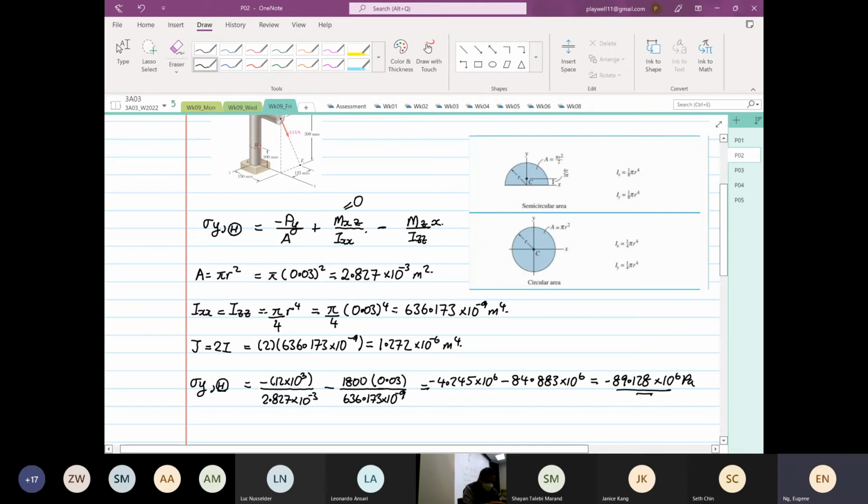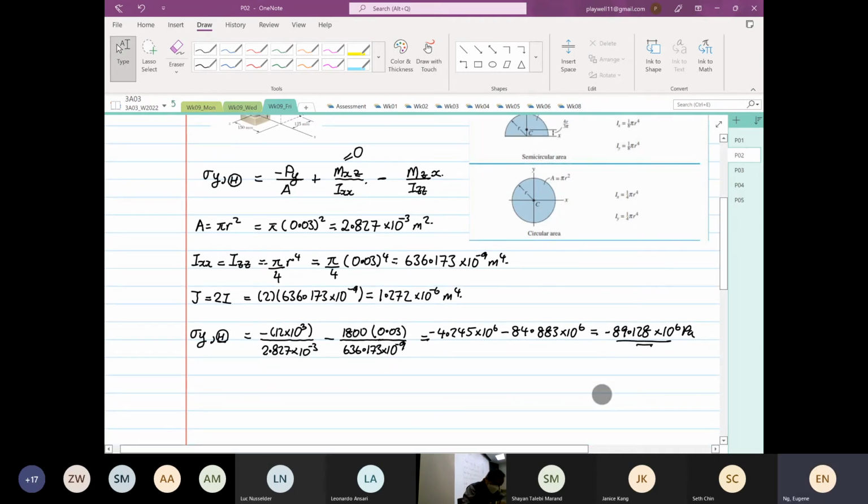Okay, so let me do everything again. 2.827 to the power minus 3 plus 180.903 divided by 636.173 to the power minus 9. Yep, 89.128 is good. Okay, so we have found our axial load or our normal stress. Next, we are going to find the shearing stress.